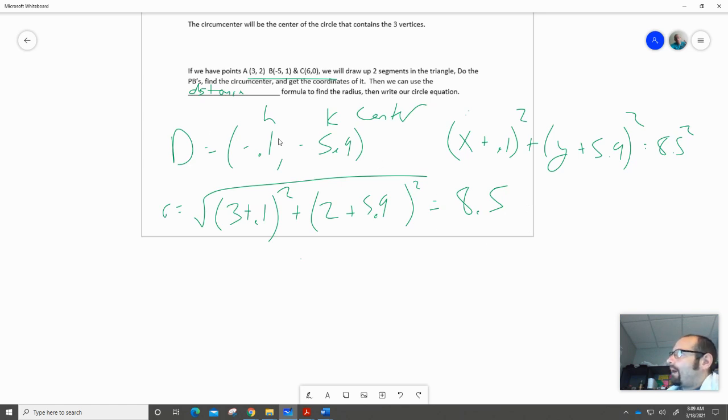Now we have our h and our k as our center, point D, negative 0.1, negative 5.9. And so now there's our circle equation right there: x plus 0.1 squared plus y plus 5.9 squared equals 8.5. So that's something that we can do with the perpendicular bisectors and finding the center of a circle given any 3 points. So that's that.